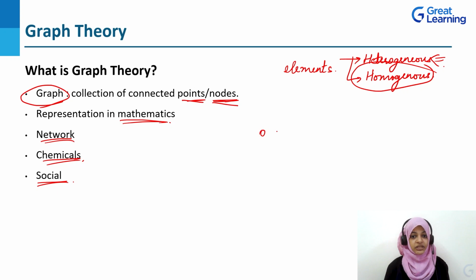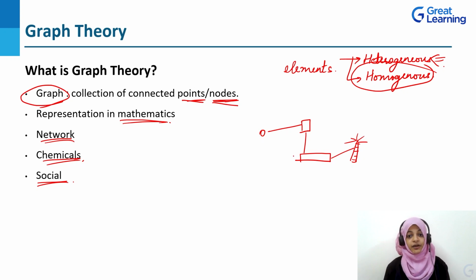So, if we have humans connected to some mobile device, and this mobile device is connected to a router, and this particular router would be connected to a tower, say for example, then this particular depiction would also be a graph. Right? Now, why is this a graph? Because here we've got various nodes or elements which are connected to each other. So this kind of network can also be represented as a graph.